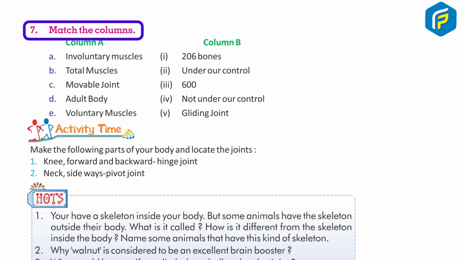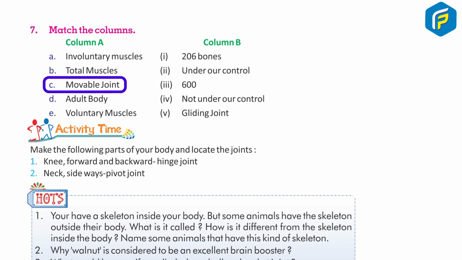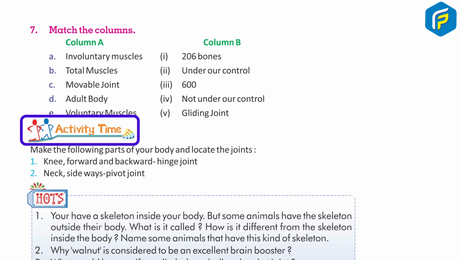7. Match the columns. Column A. A. Involuntary muscles. B. Total muscles. C. Movable joint. D. Adult body. E. Voluntary muscles. Column B. 1. 206 bones. 2. Under our control. 3. 600. 4. Not under our control. 5. Gliding joint.